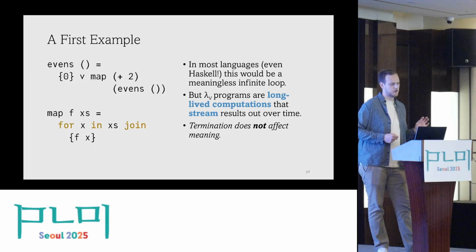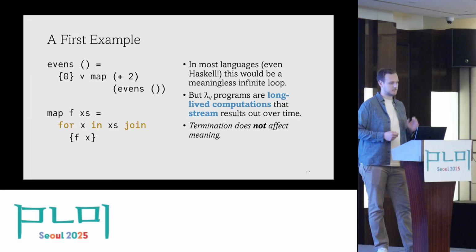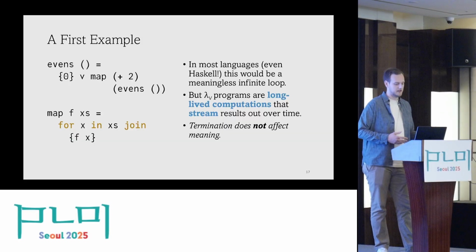But it's a very strange function coming from the perspective of many other languages, because in most other languages, including lazy languages like Haskell, this would actually be a meaningless infinite loop. Your evens is calling itself back at the same argument. It's not terminating. And in fact, this is an infinite loop, even in lambda join.